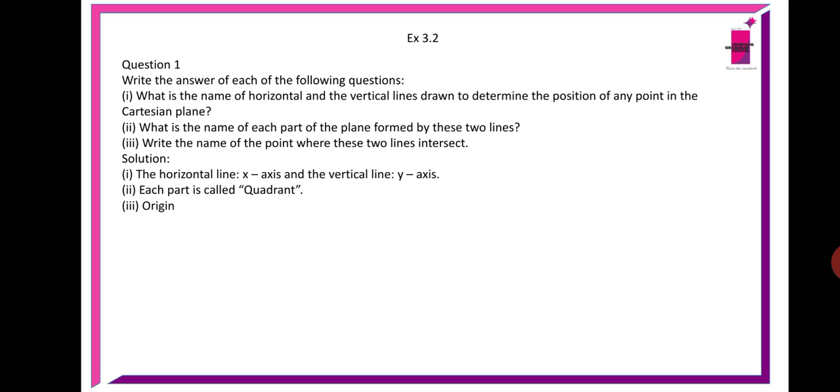Now in exercise 3.2, question number 1, write the answer of each of the following questions. Just normal questions regarding the Cartesian plane. What is the name of the horizontal and the vertical lines drawn to determine the position of any point in the Cartesian plane? The horizontal line is the x-axis and the vertical line is the y-axis. What is the name of each part of the plane formed by these two lines? Each part is called a quadrant, because the two lines divide the plane into 4 quadrants. Write the name of the point where these two lines intersect. The two lines intersect at the origin.